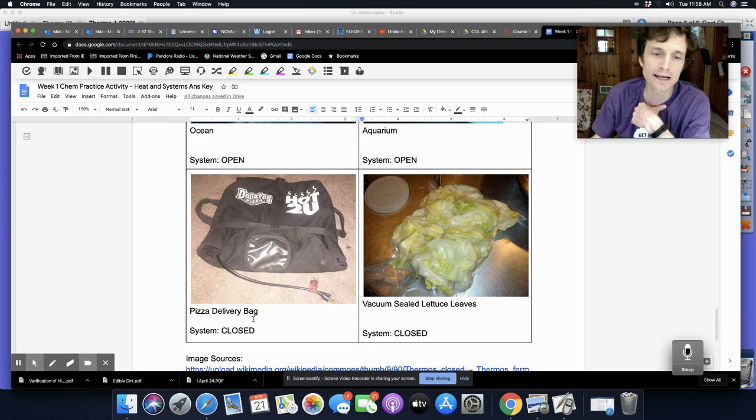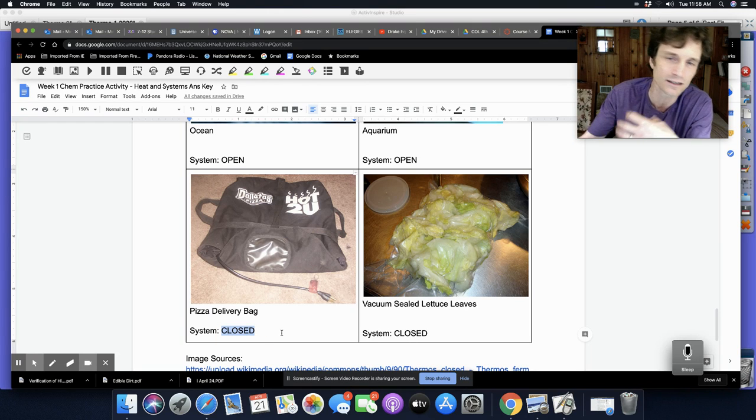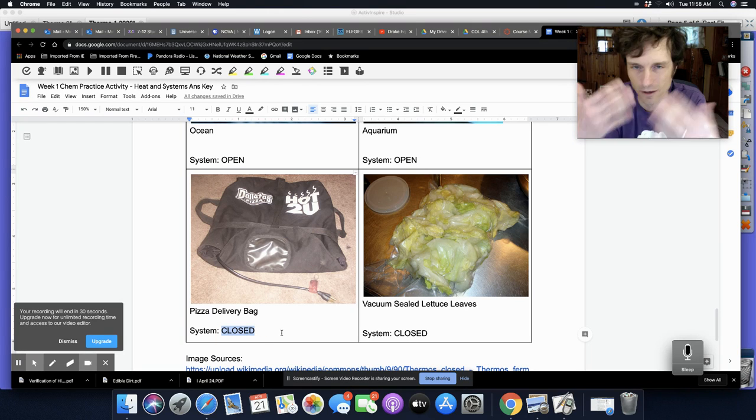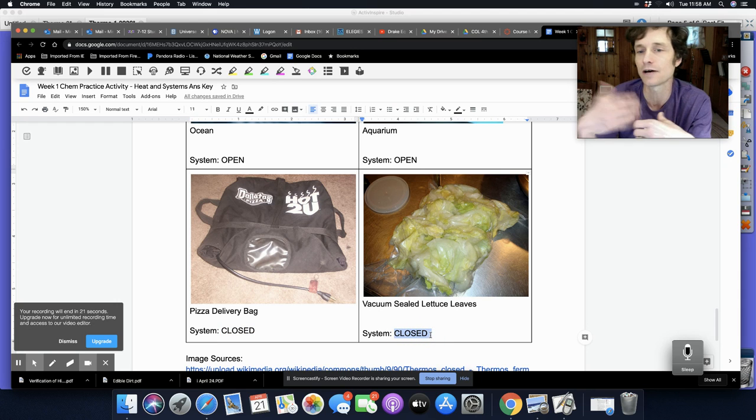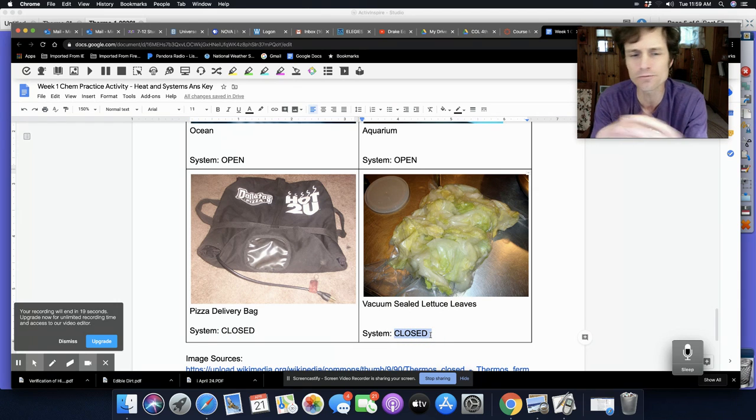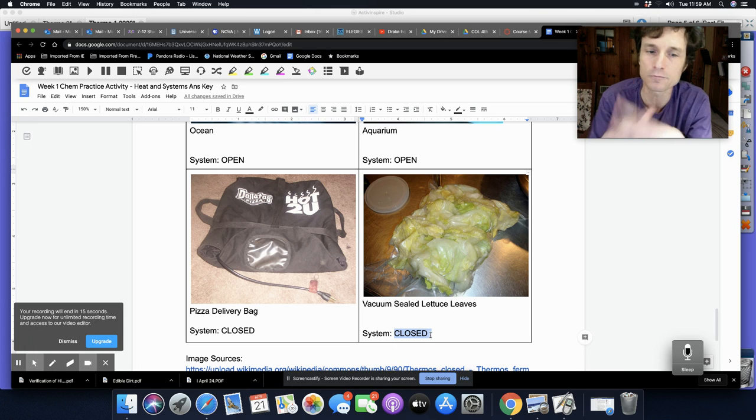Pizza delivery bag, think of it as closed, although you might say, well, doesn't it allow some flow? You can smell the pizza? Well, yeah, I guess so. So that could be considered open. And then this sealed off lettuce would be considered closed because it's not allowing any gases to come off. So while I'm giving you these answers, there is some wiggle room if you think about it a little deeper, but I tried to keep it simple in regard to what we have here.